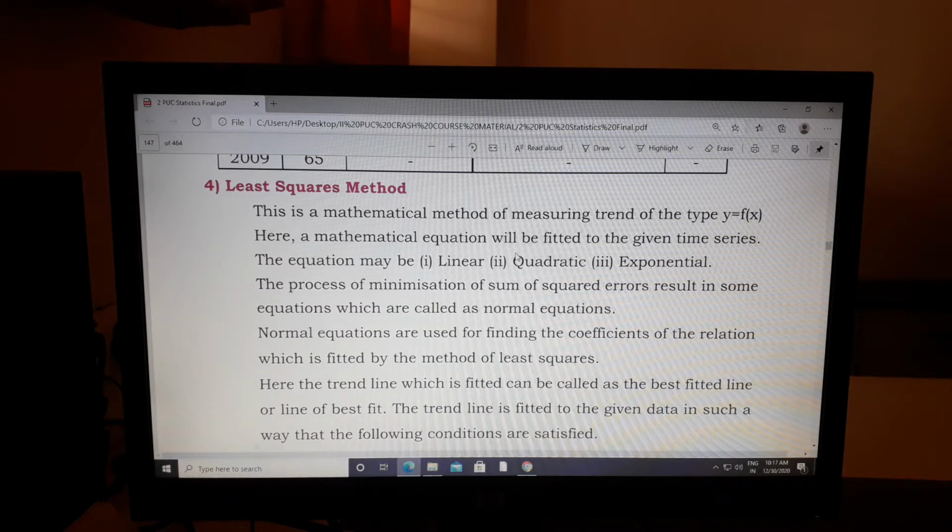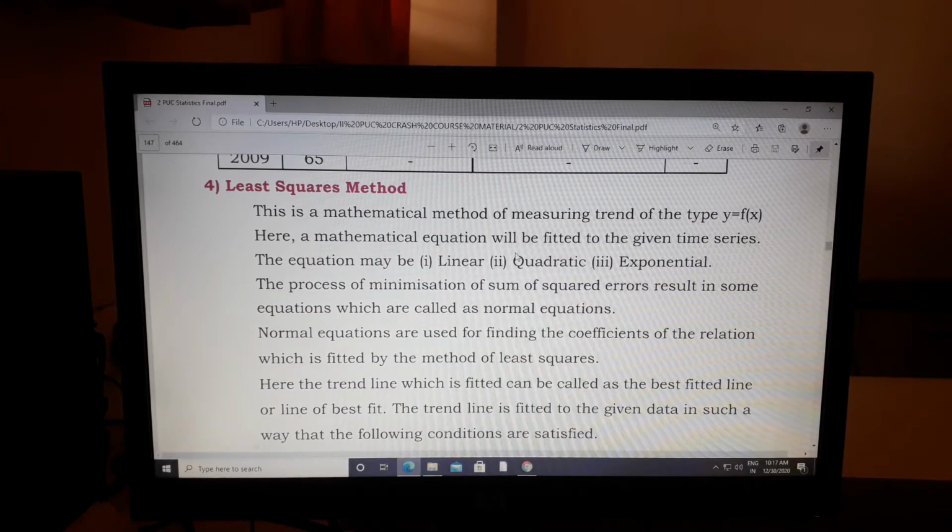Remember, the equations may be a linear equation, nothing but fitting of a straight line equation, then a quadratic equation, whose other name is a parabolic trend, and the third one is the exponential equation, nothing but a logarithmic trend. So these are the three equations which are observed.